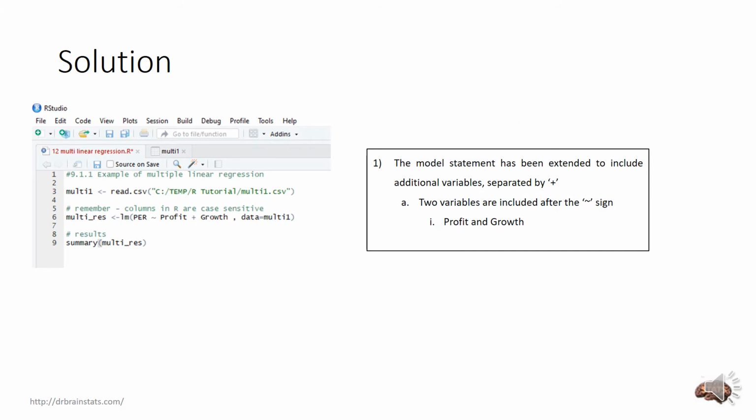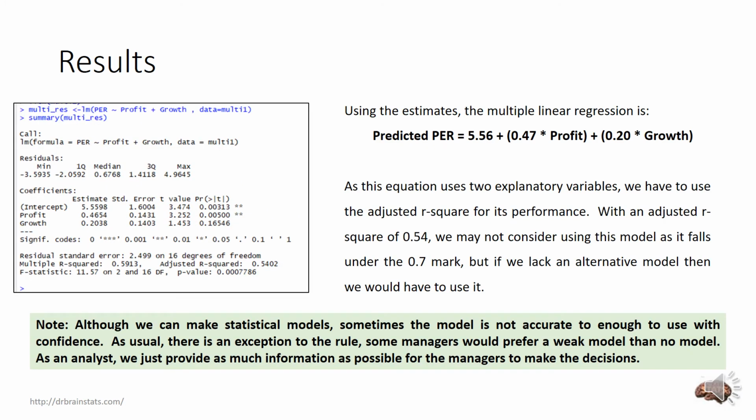So here's our solution. As you can see, it's very similar to our simple linear regression, but now we've got the extra variable growth, which has a plus sign added to it as well. And our results. As we see, using the estimates, the multiple linear regression is 5.56, which is our intercept, plus 0.47 times profit, plus 0.2 times growth.